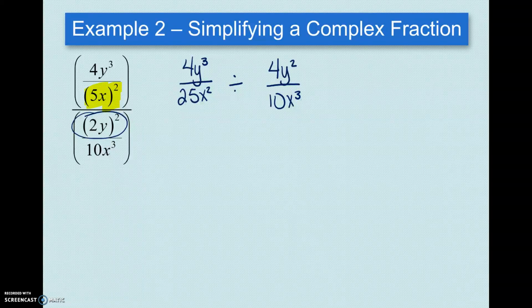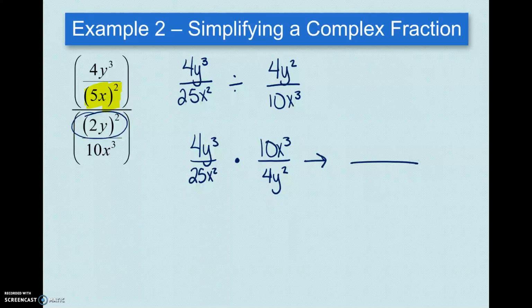But we don't divide. We keep the first fraction the same, change the sign to multiply, flip the second fraction. Now we can combine the numerators and combine the denominators. What is 4 times 10? 40. And we've got x to the third on the top, and we've got a y to the third on the top. On the bottom, 25 times 4 is 100. And we've got x squared, y squared.